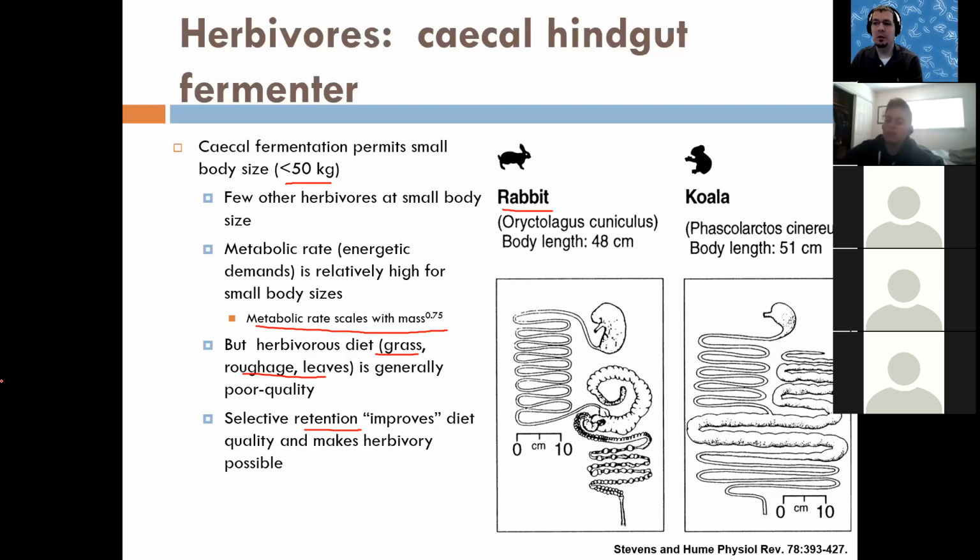Exactly. Yeah, we were not going to mention that, but yes, that is a natural extension of our discussion. So they practice coprophagy. They eat their own feces. So another way of dealing with this problem is if you can't digest it the first time, you eat feces and you have another go at it. And so this is a way that the rabbit is coping with herbivory at a small body size. You're absolutely right.